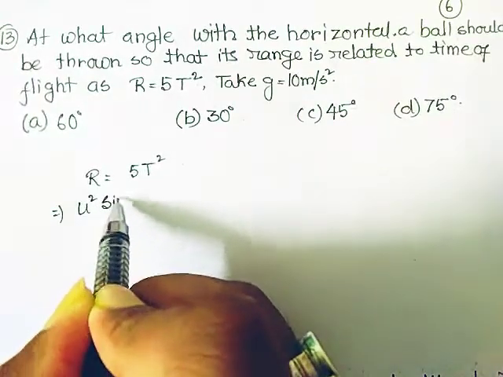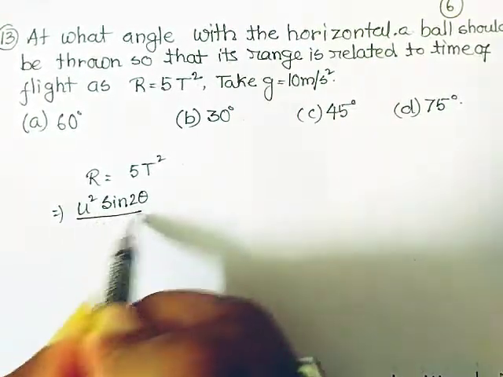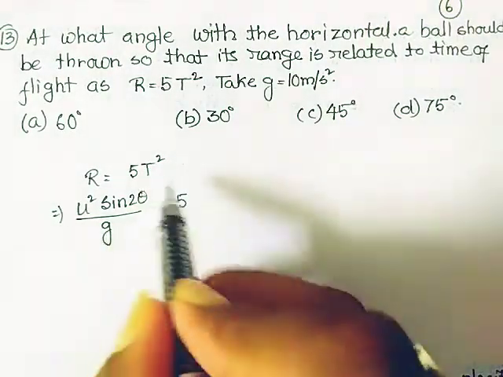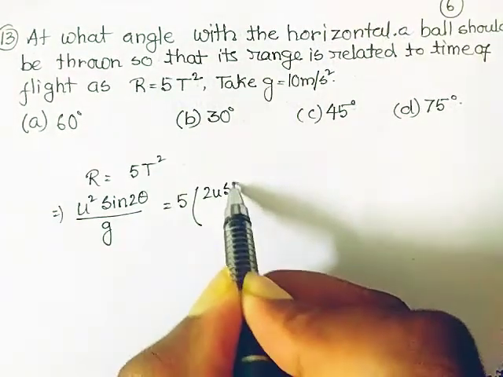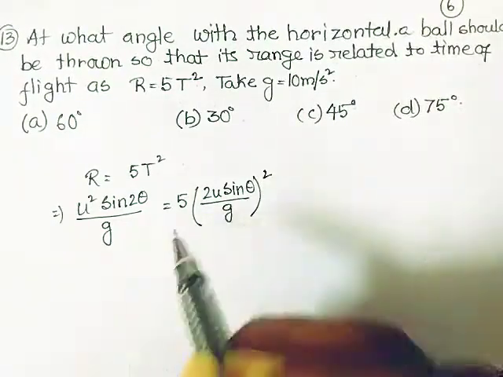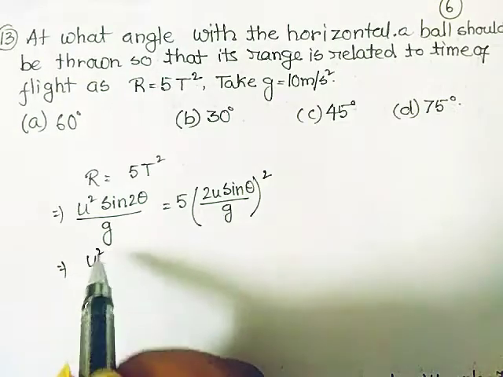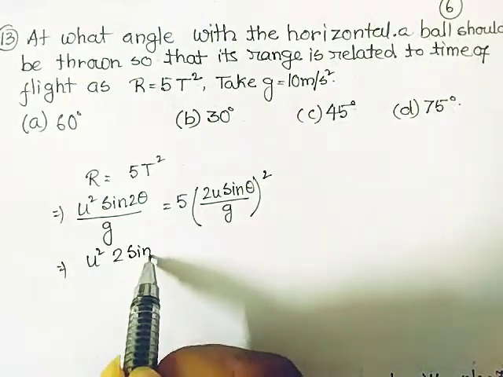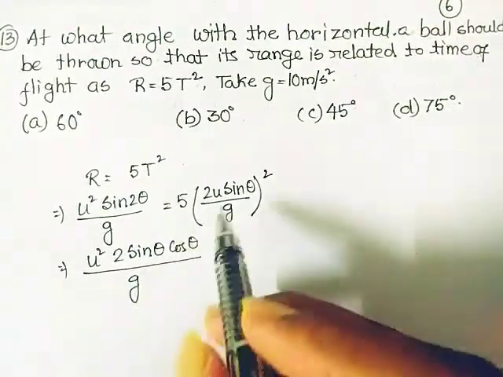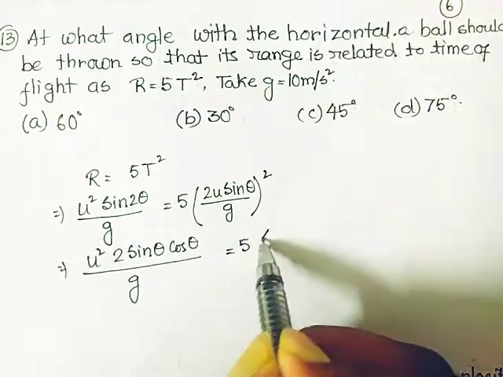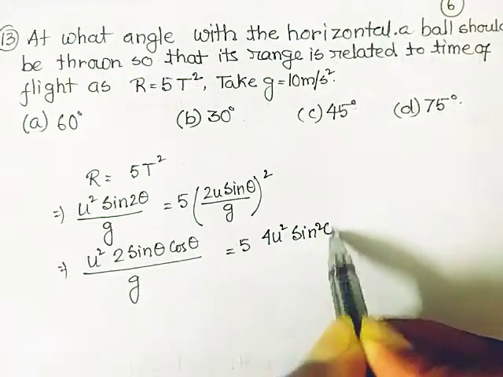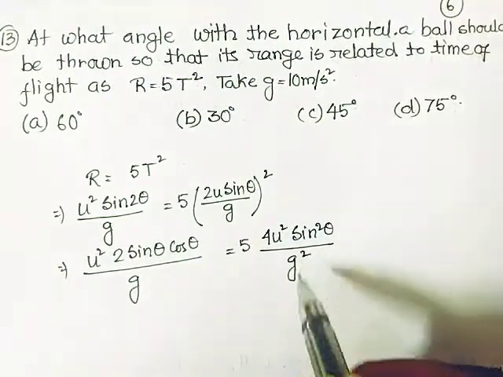R is u square sine 2 theta divided by g. It is 5, the value of T is 2u sine theta divided by g, whole square. So from here it is u square 2 sine theta cos theta divided by g, equal to 5 into 4u square sine square theta divided by g square.